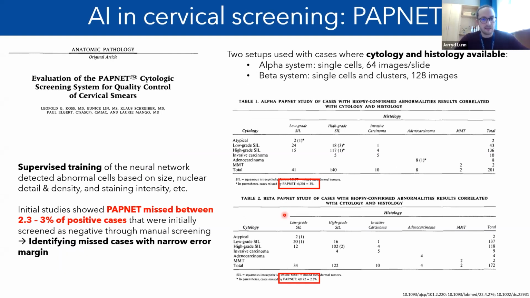PAPnet was shown to be catching cases that we were missing. The initial study showed that PAPnet only missed between 2.3 and 3% of the positive cases that were initially screened as negative. And so we've seen a system that is identifying missed cases with a narrow margin, and so is ensuring that more people are receiving an accurate diagnosis.